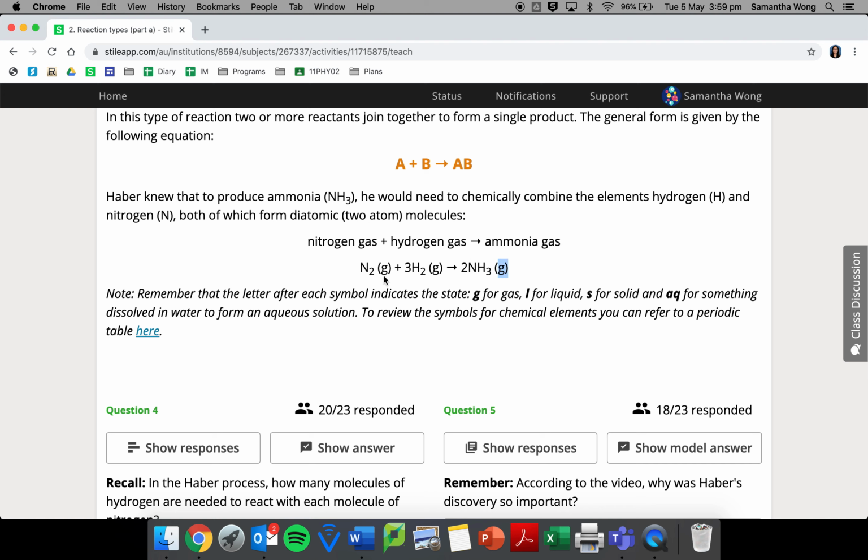So all these letters in these brackets, so the G and the G, represent that it's a gas. If it was a liquid, it would be shown with an L. If it was a solid, with an S. Or if it was a solution that was dissolved in water, it would be shown with an AQ, which represents aqueous solution.